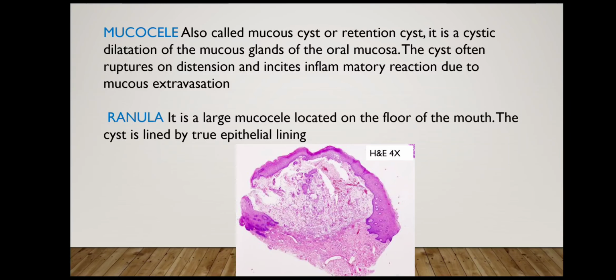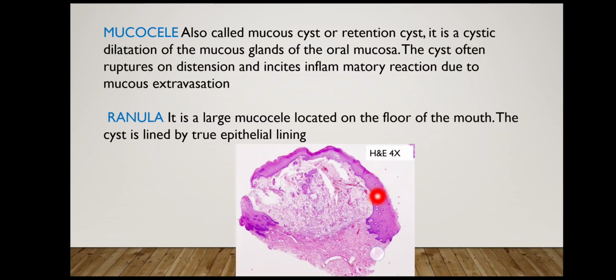Mucocele is also called a mucus cyst or retention cyst. It is the cystic dilatation of the mucus gland of the oral mucosa. The cyst often ruptures on distension and incites an inflammatory reaction. So this will be surrounded by inflammatory reaction. This is the stratified squamous epithelium, and the entire thing below it can be called stroma, but here you are seeing a dilated mucus gland.